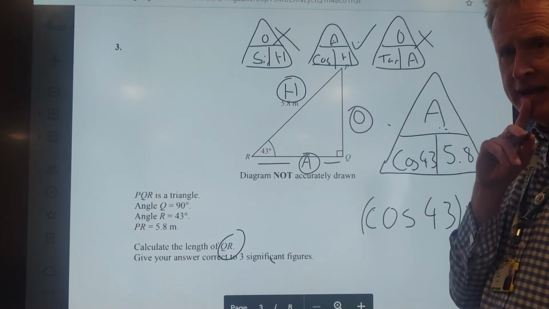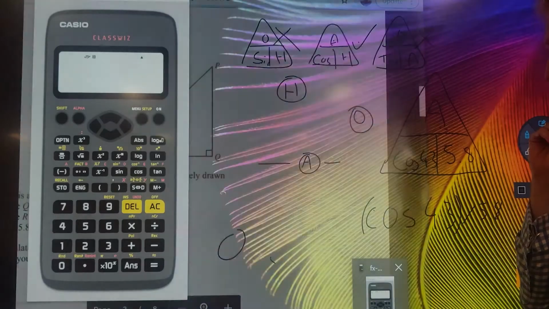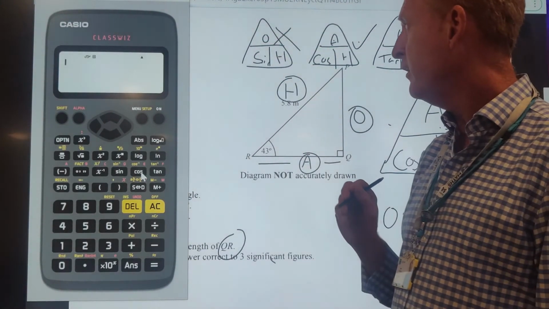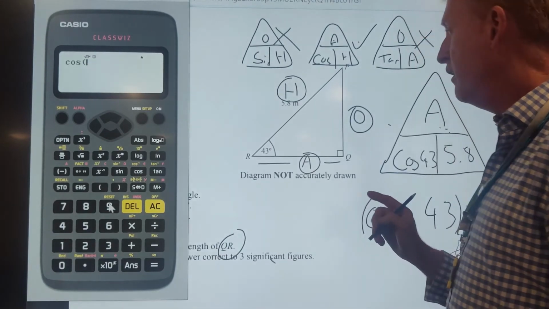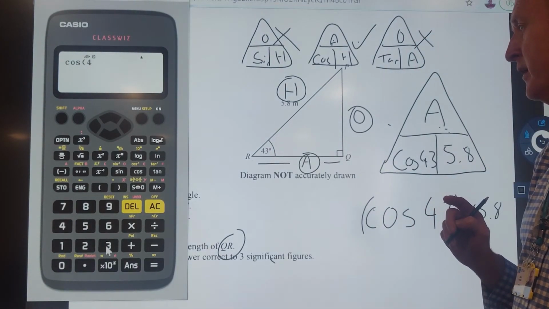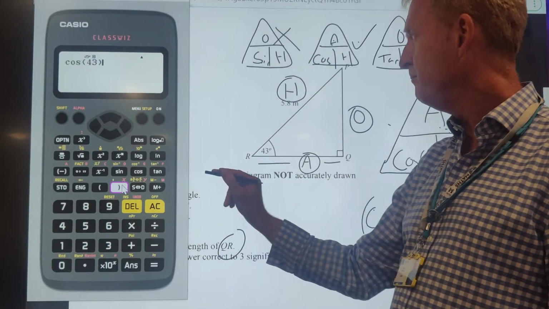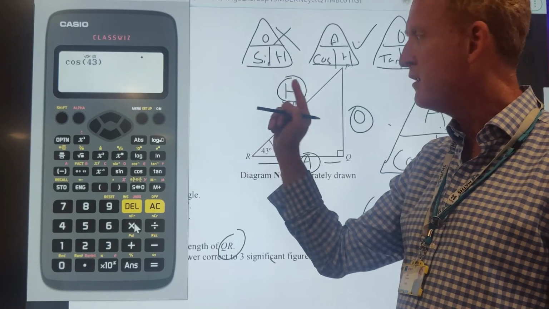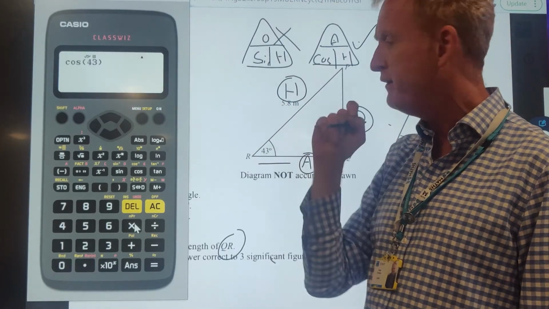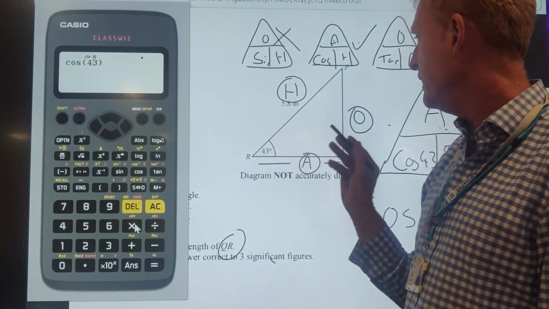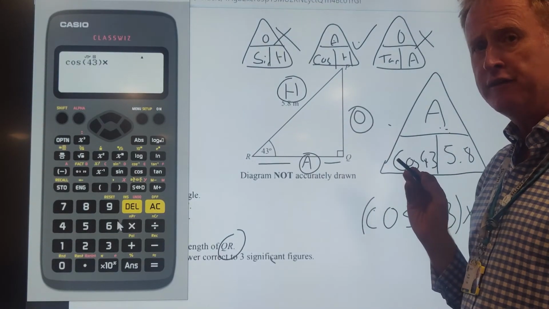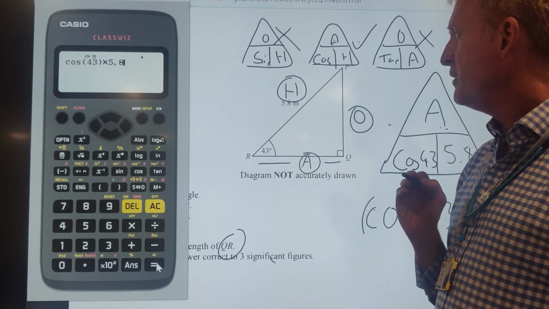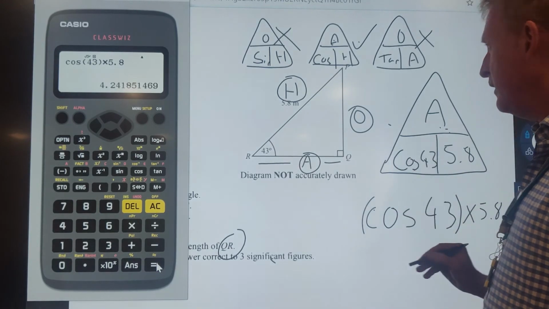We'll get the calculator up now and show you how that works. What we're putting in is the cos, that's what we press first, of 43, and then we close our brackets. It's important you do that. If you don't close your brackets, you're going to end up with a dodgy answer. So make sure you close the brackets when you've put that angle in. Then multiply that by 5.8, press equals, and we've got that answer there.